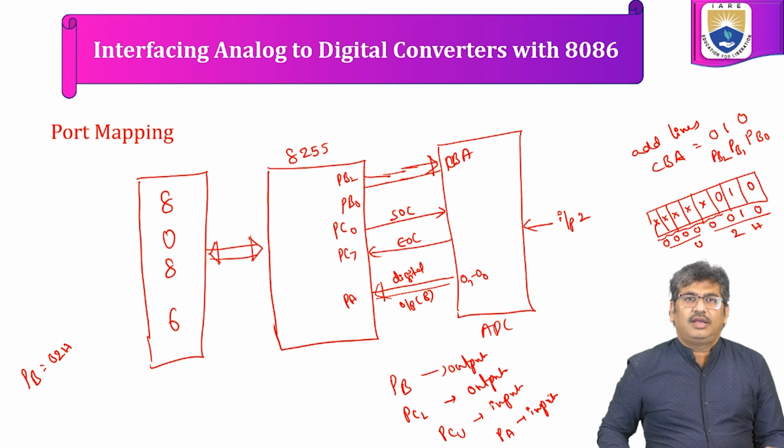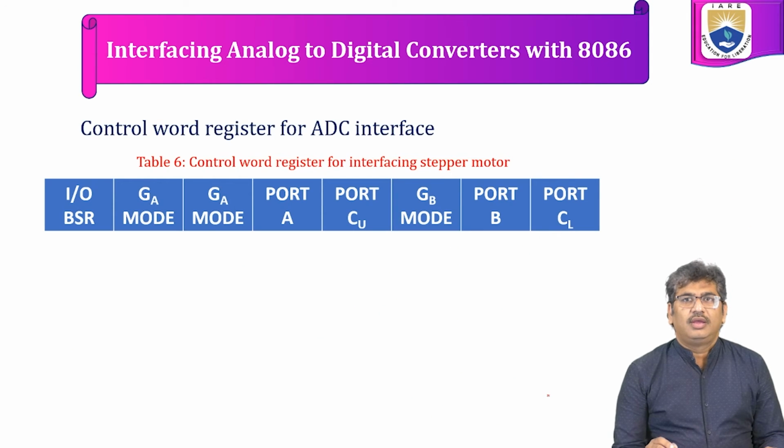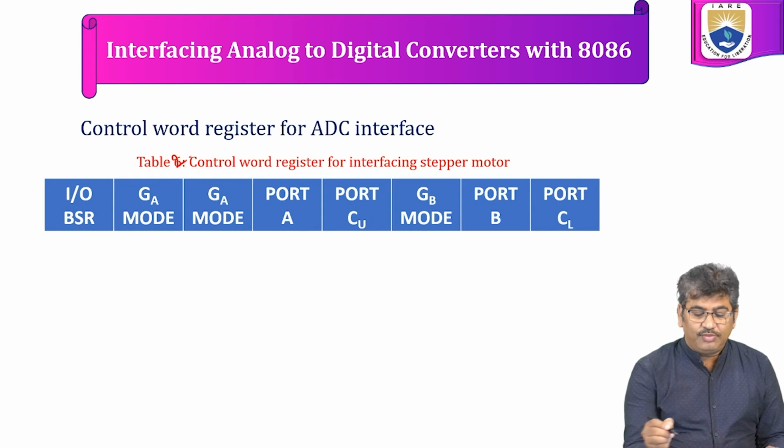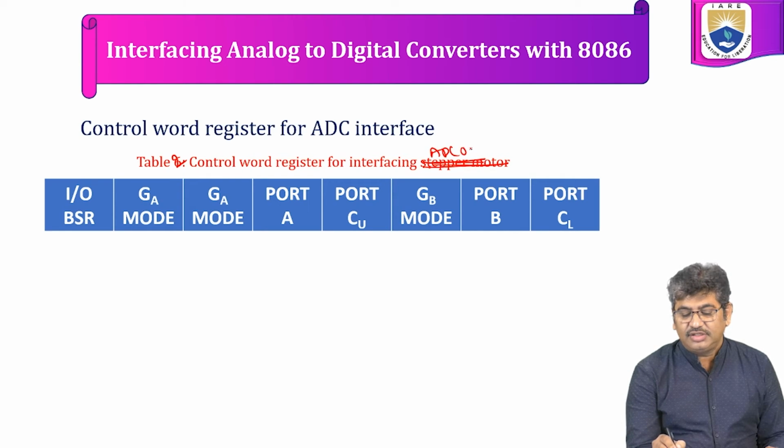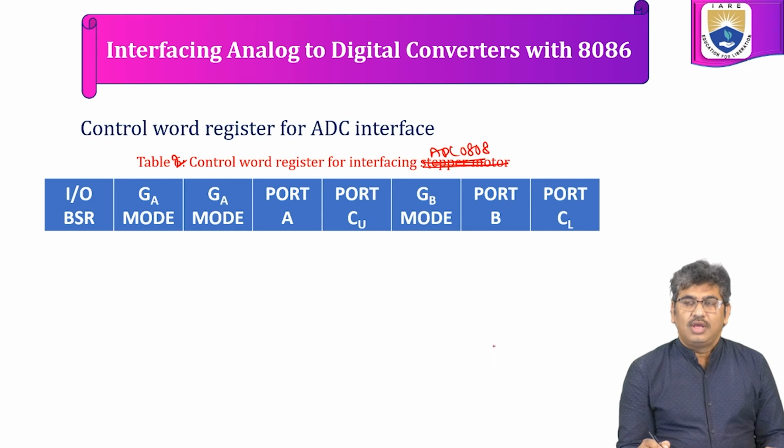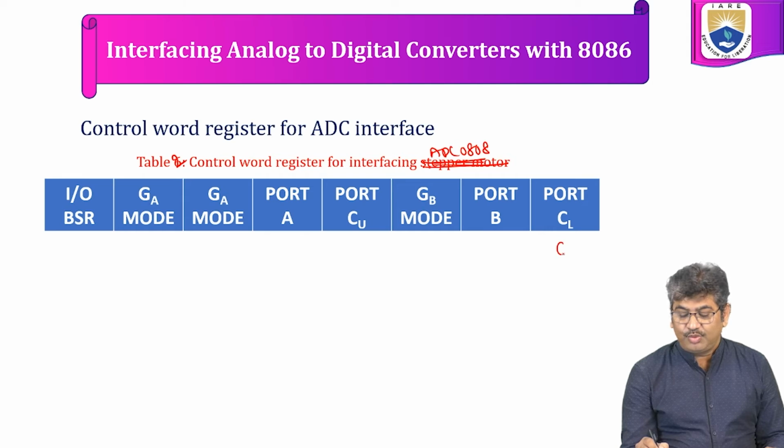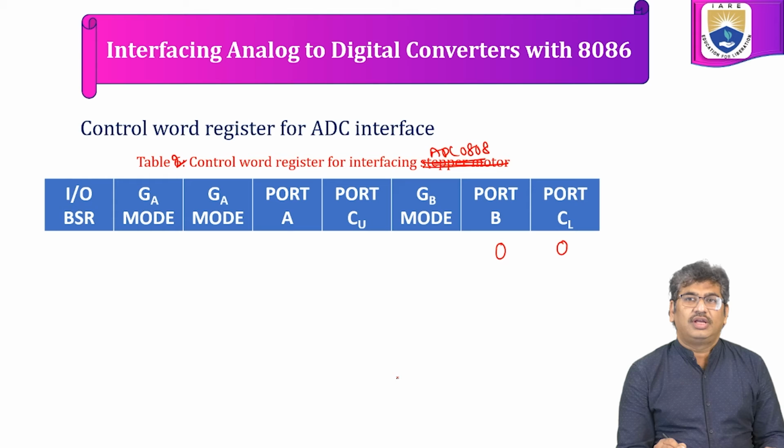Now we will see the control word register value. What is the value we have to take here? This is table 2. Table 2 indicates the control word register for interfacing the ADC 0808. The port C lower we are configuring as an output port, so write this port C lower bit as 0. Port B is also an output port, so we are going to take this bit also as 0.